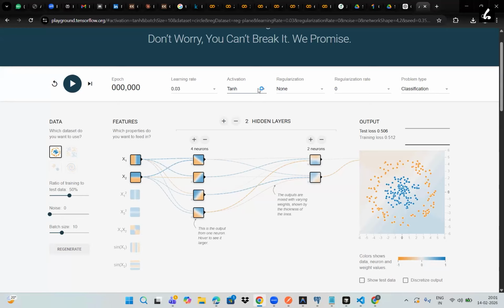Okay, so we have a problem here. Do you see the problem? It is binary classification, right? Problem type is classification. We have two classes, so it becomes binary classification. We have some data, two inputs, and as you can see, these are the inputs.